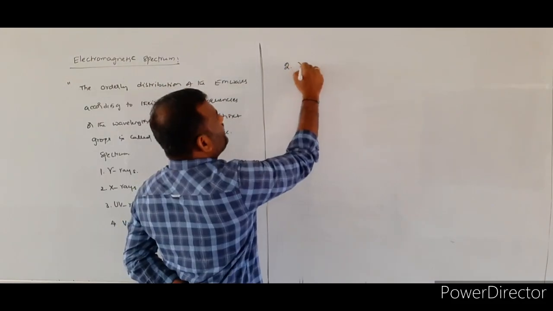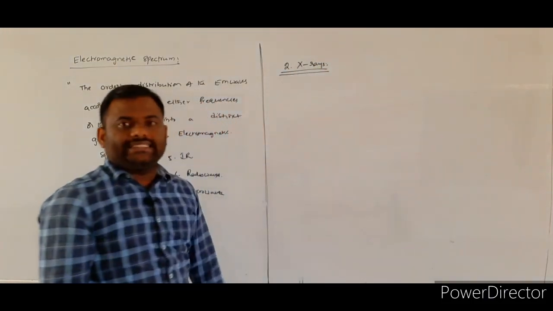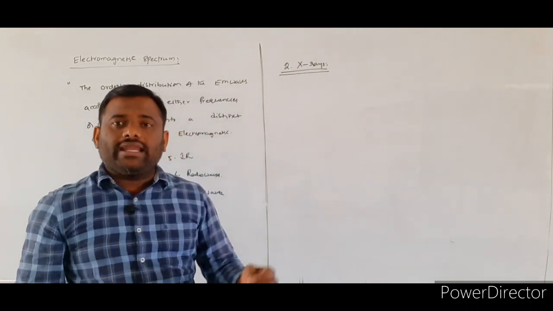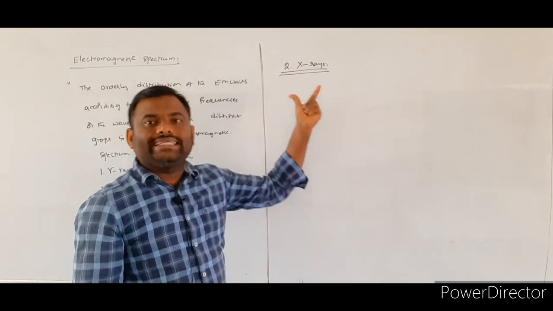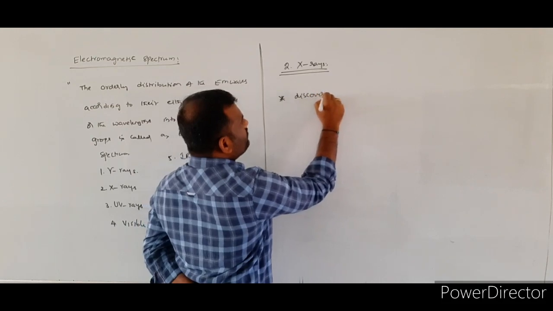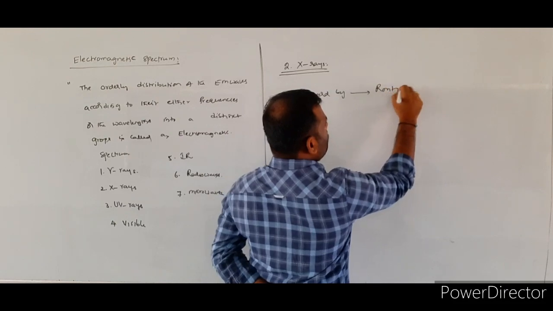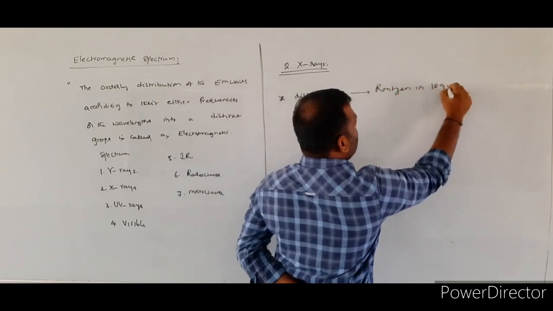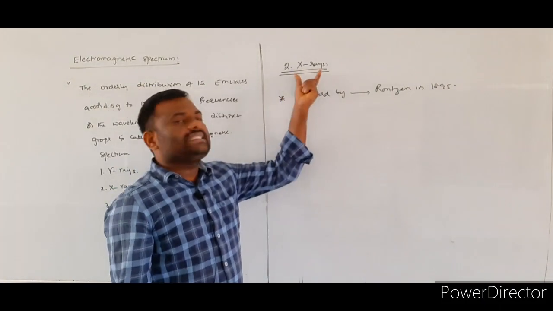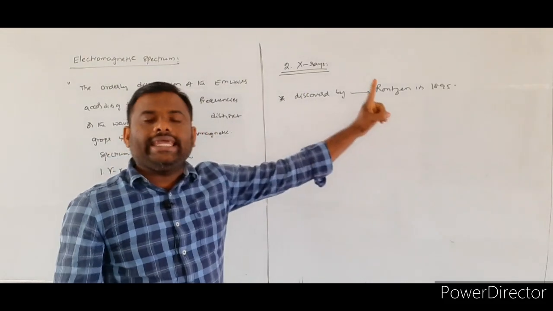The second electromagnetic radiation is X-rays. In the first one we said gamma rays were discovered by the scientists Becquerel and Curie. So what about the X-rays? These X-rays were discovered by the scientist Röntgen in 1895.